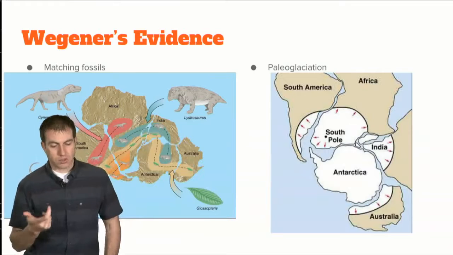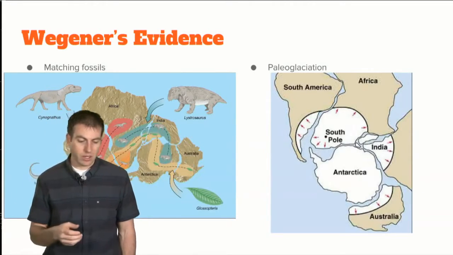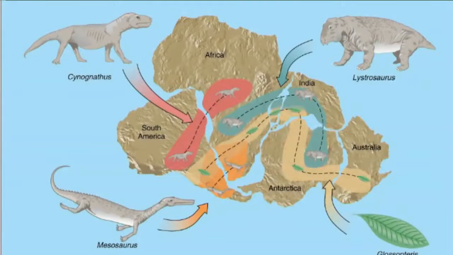Another thing was fossils. He started looking at fossil evidence of fossils existing in different places. You can see this one, and I'm not even going to pretend to pronounce it. Cynognathus. I don't know. This guy was a land-dwelling animal. If his fossil was found in South America, which was completely separate from Africa, with a giant ocean in the way, the Atlantic Ocean, how could a land-dwelling animal live on two separate continents?